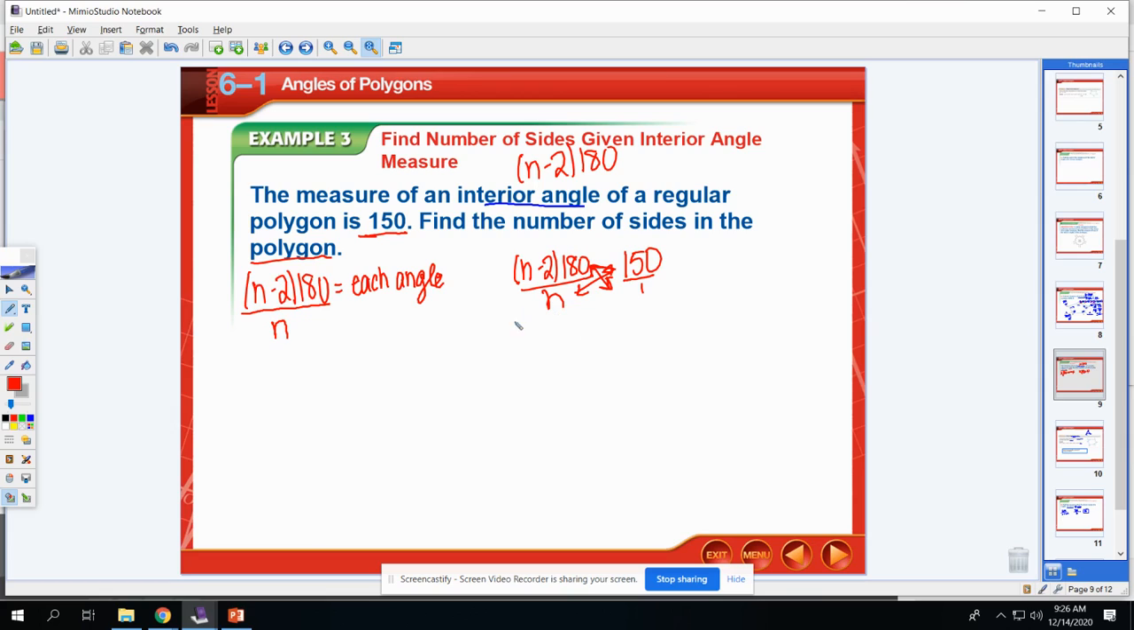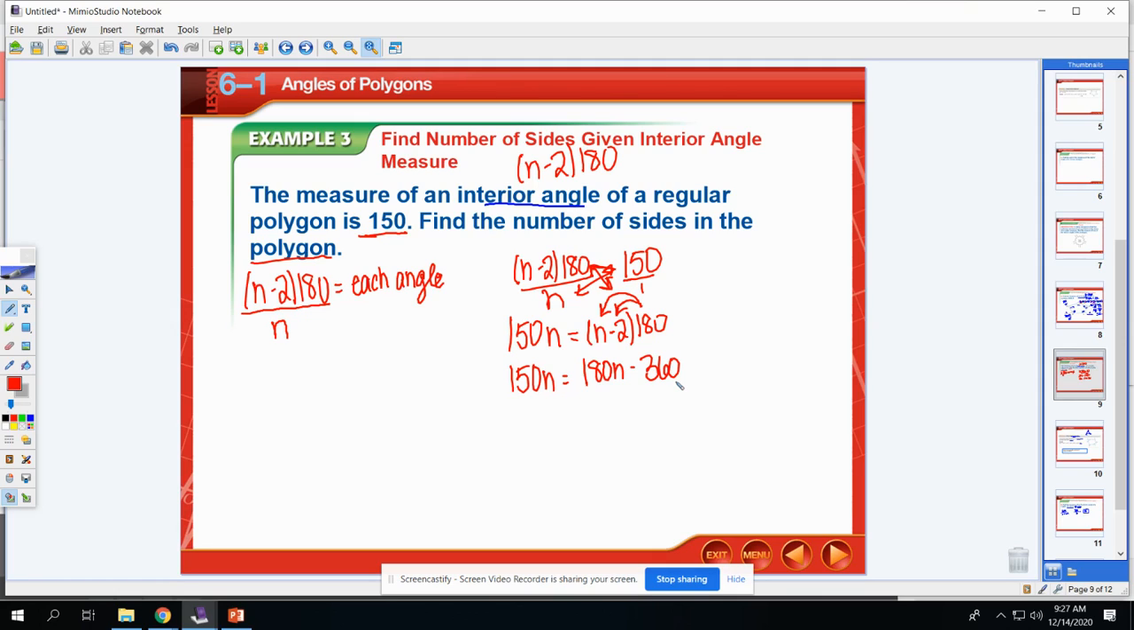All right, so when we cross multiply here, this is going to be 150n is equal to n minus 2 times 180. Now from here, if we want to solve this for n, what we're going to do is actually distribute this 180 through to both terms. So we're going to say here 150n is equal to 180n minus 360.